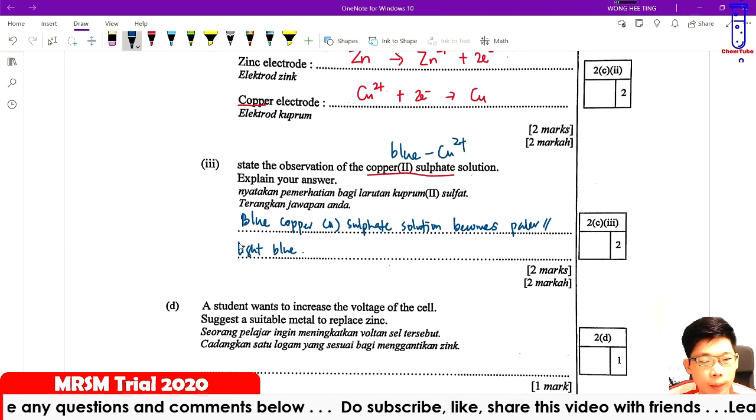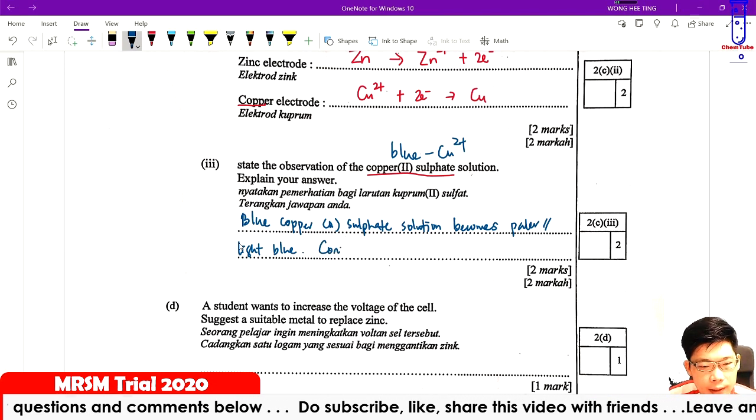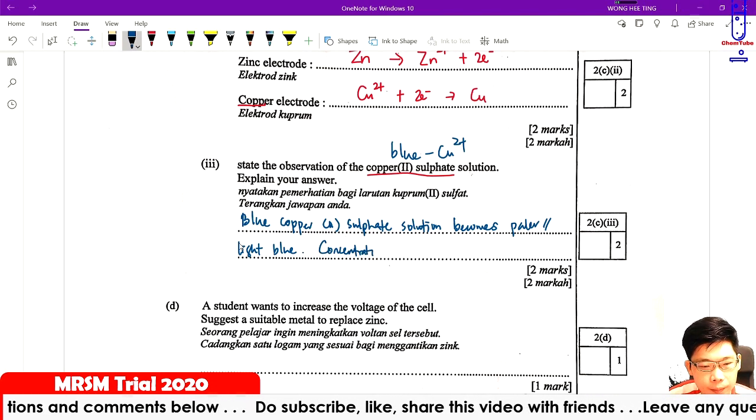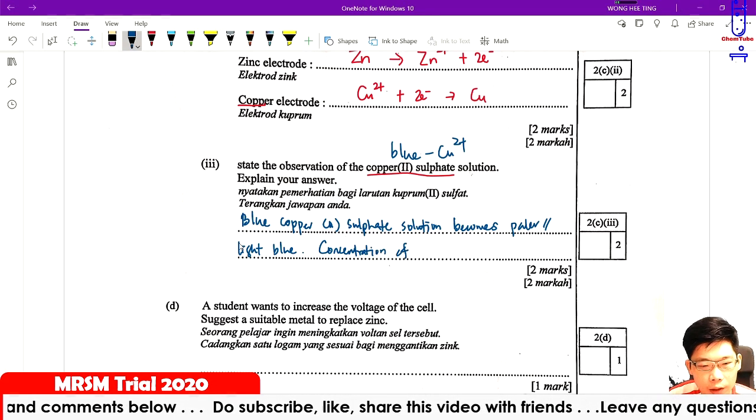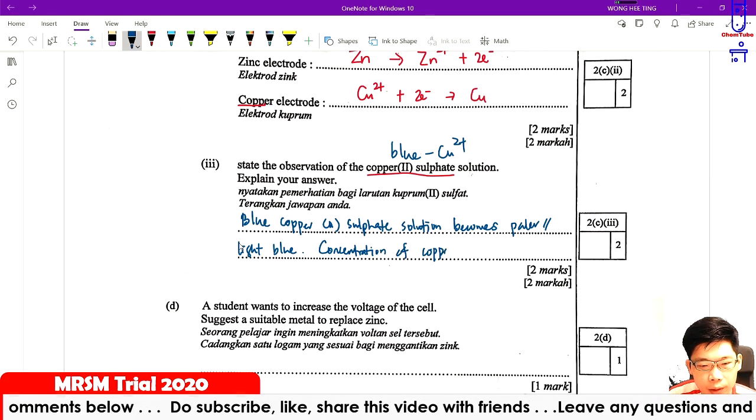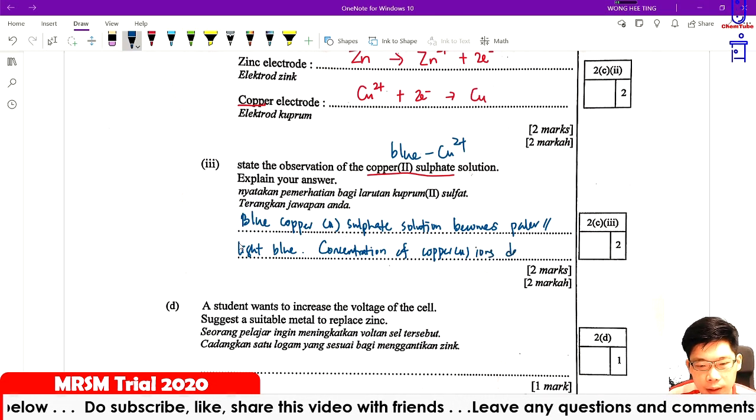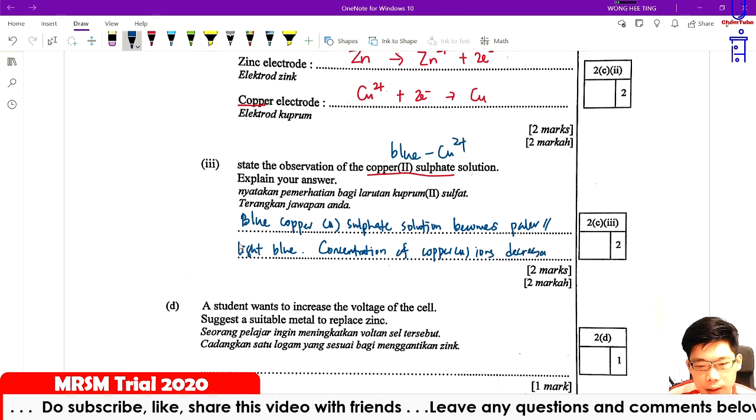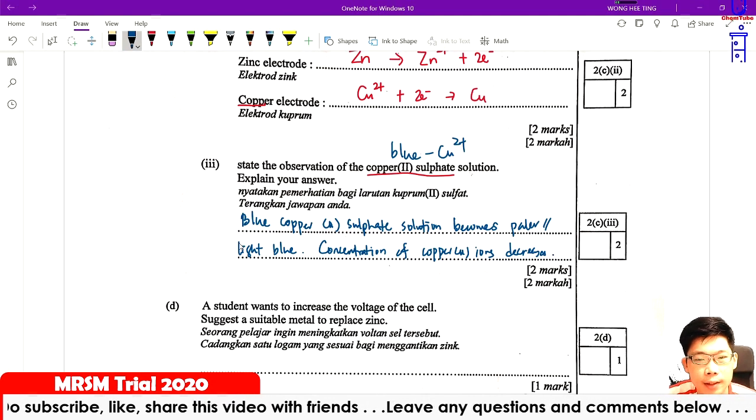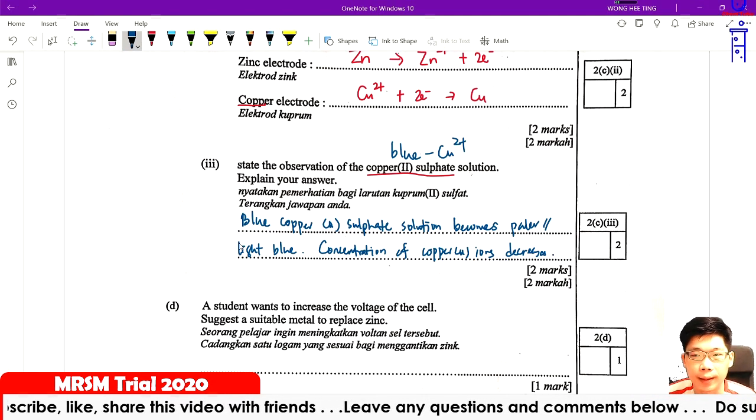Okay, why? Because the concentration of copper 2 ions decreases because it has changed to copper metal.